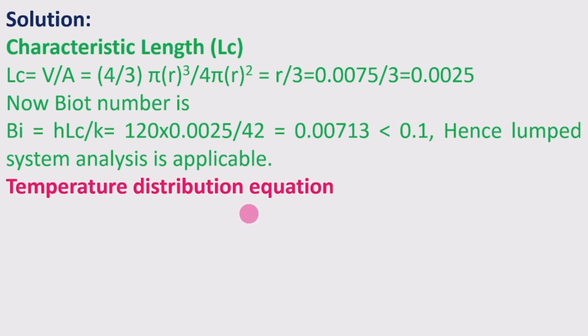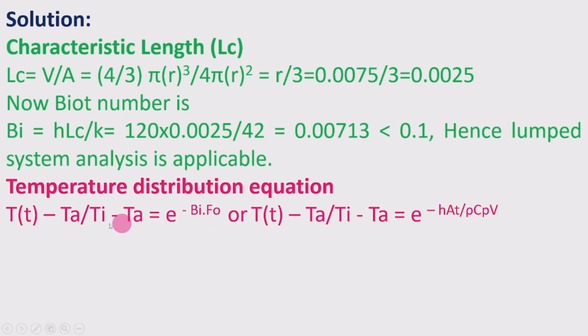The temperature distribution equation is given by the lumped system analysis. That is T of t minus T infinity by Ti minus T infinity equal to e raised to minus Bi into Fo, that is Biot number into Fourier number. Again, it can be given by the other equation, that is T of t minus T infinity by Ti minus T infinity equal to e raised to minus hAt by rho Cp V.